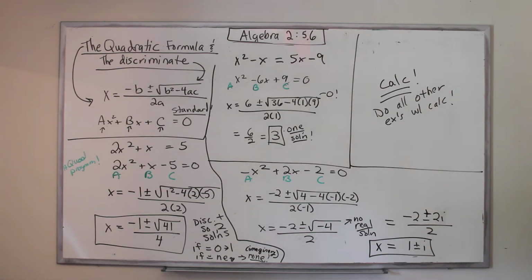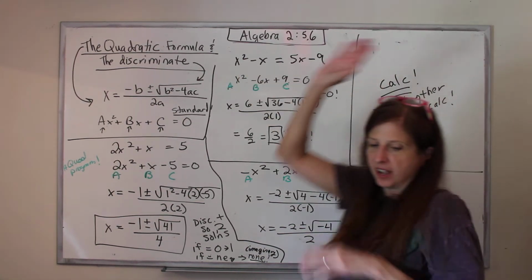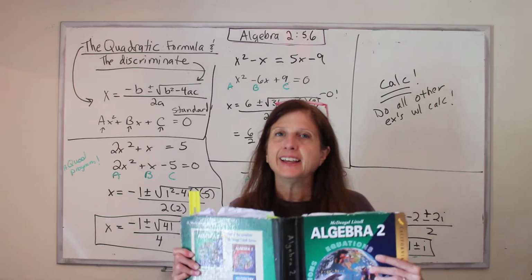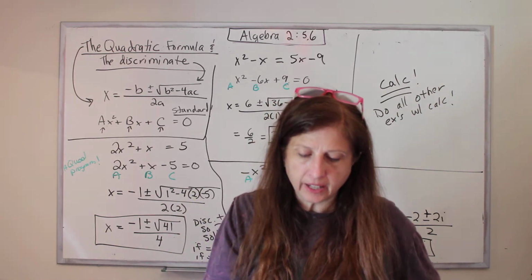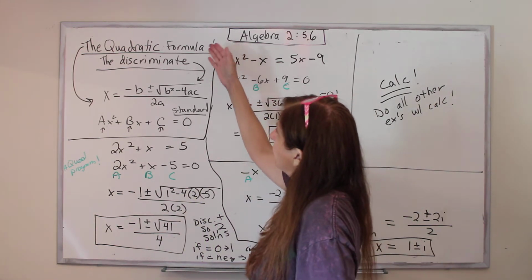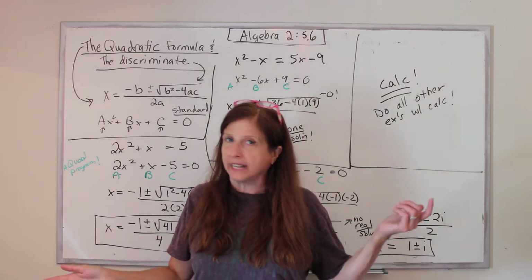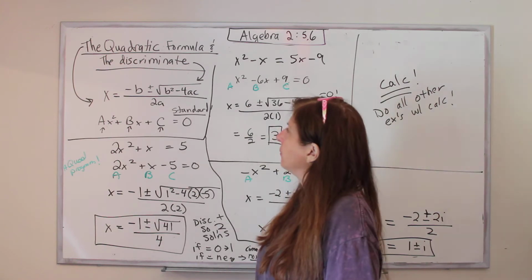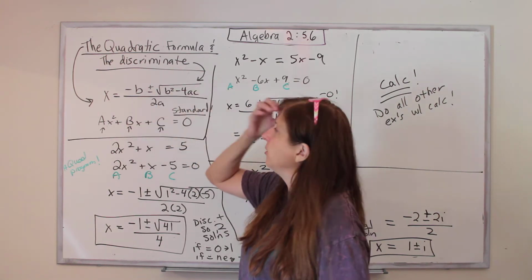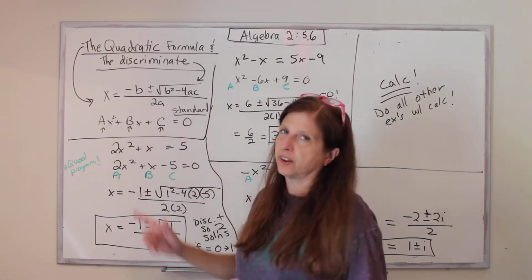Welcome back to Algebra 2, Chapter 5, Section 6 in this book. And we are talking about the quadratic formula and the discriminant. I've already mentioned it to you because I expected you to have already learned it in Algebra 1. But this is the quadratic formula, and you can use it to solve quadratic equations.